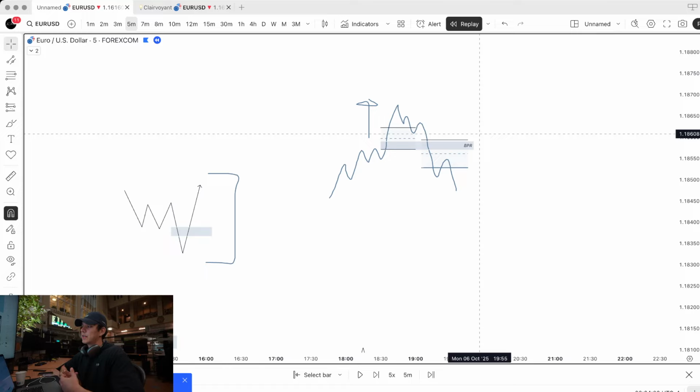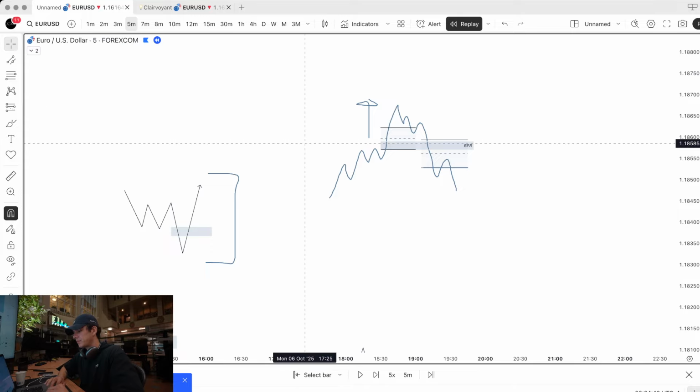BPRs are actually like a refinement of, hey, there were two inefficiencies overlapping with each other, and in between those two inefficiencies you now have a pocket that price will most likely eventually distribute into, above or below the current dealing range. So let's talk about what that means, right?